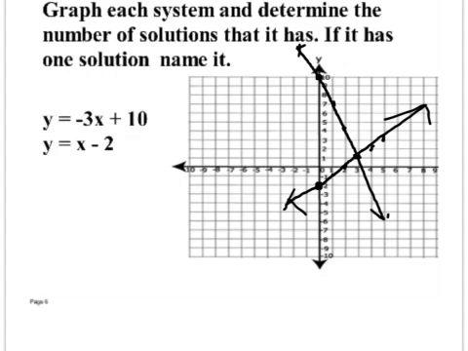Let's go with consistent. This is consistent and independent, right? Yeah. And it wants you to name the solution. So name where it crosses. Where does it cross at? 3, 2. 3, 1. I can't see that far. Okay, that's okay. The solution is at 3, 1. That's where they cross. Any questions?